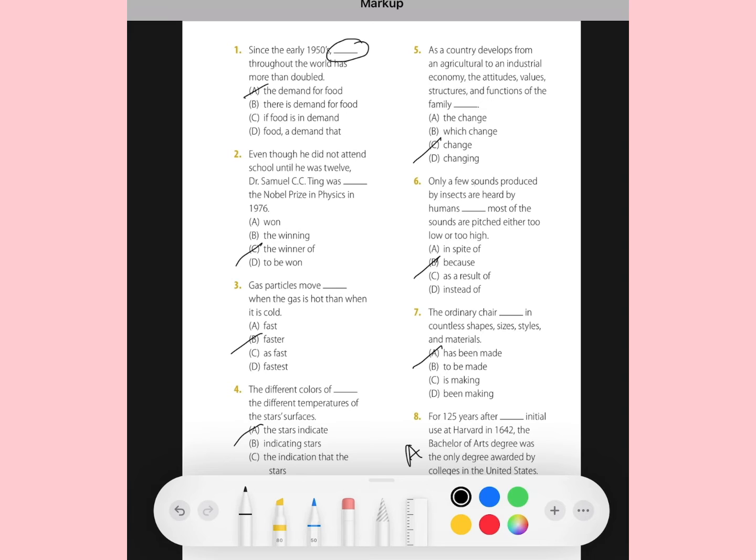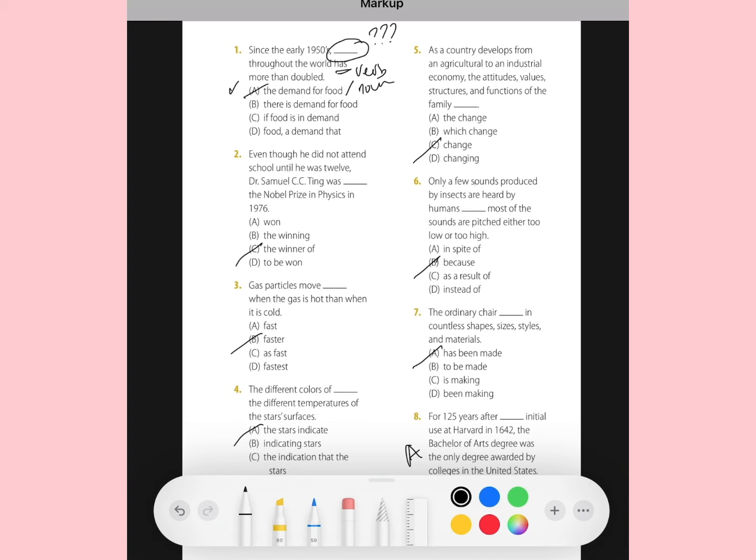Alright? For number 1, do we have the subject? No, but we have the verb. So in number 1, we need to find the subject for this verb. From A to D, the only possible thing is A, because it just serves as a noun. Let's move on to number 2.